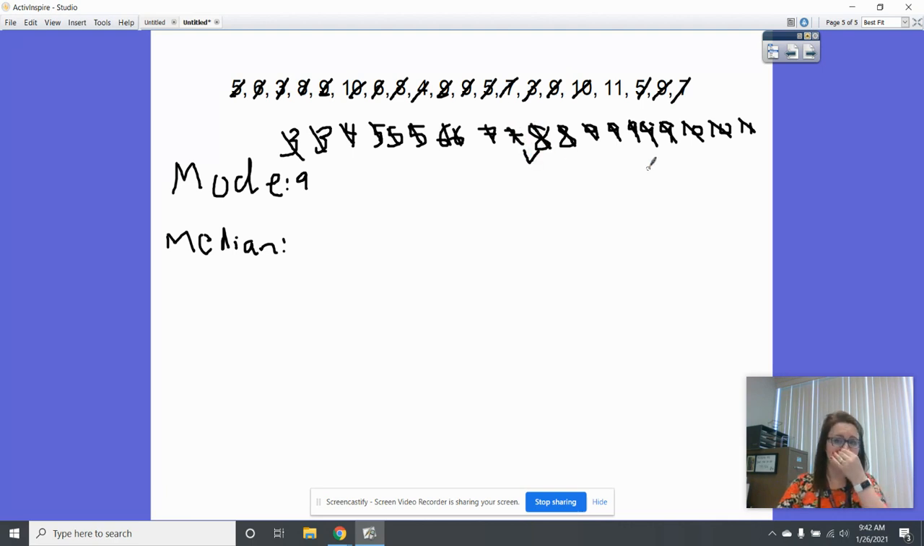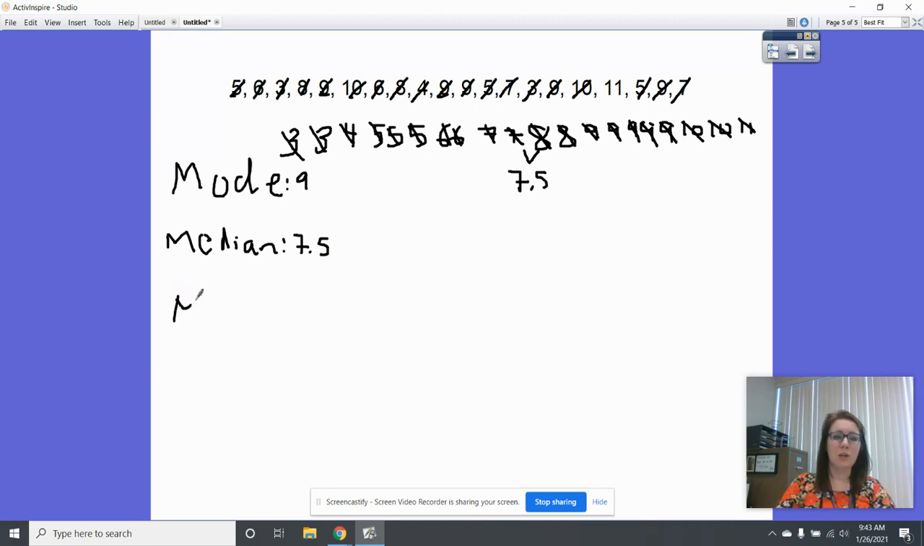Now, sometimes you'll get lucky and you'll cross it off and there's just one number left in the middle, and that beautiful number is the median. But sometimes you'll have something like this where when you cross them all off evenly, then there's nothing left. So you actually have to find what number is exactly in the middle of these two numbers. Well, what's right in between 7 and 8? Well, that's 7.5. So our median, or our exact middle number, is 7.5.